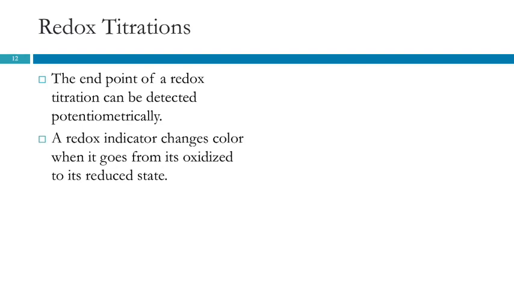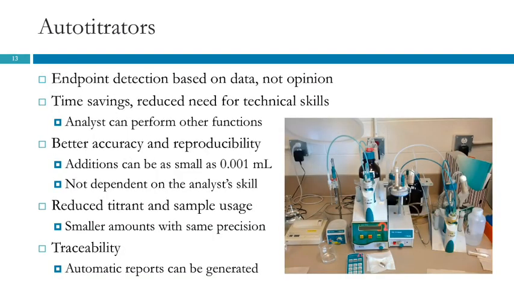But there are also some indicators, such as ferroin, which will change color when they're oxidized or reduced. And so you can put a little of that in your solution, and even though that's not your analyte or your titrant, it can tell you when you've reached your endpoint. So then I was going to talk a little bit more about that, but that's all I got. Auto titrators. So this is the perfect class to talk about auto titrators.